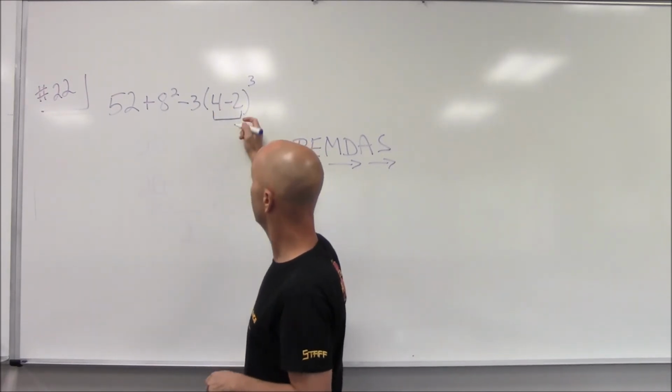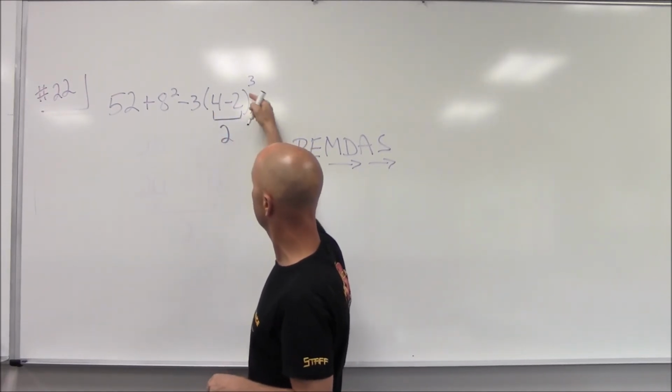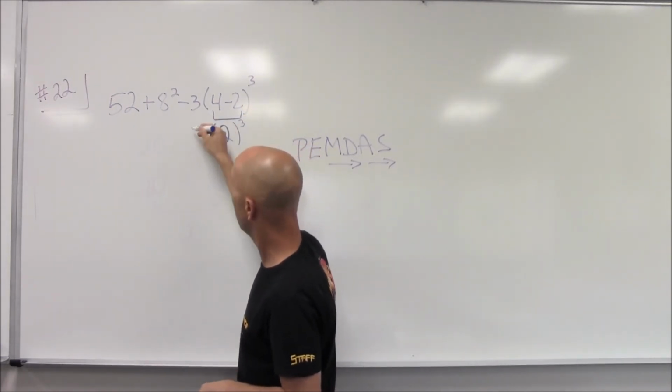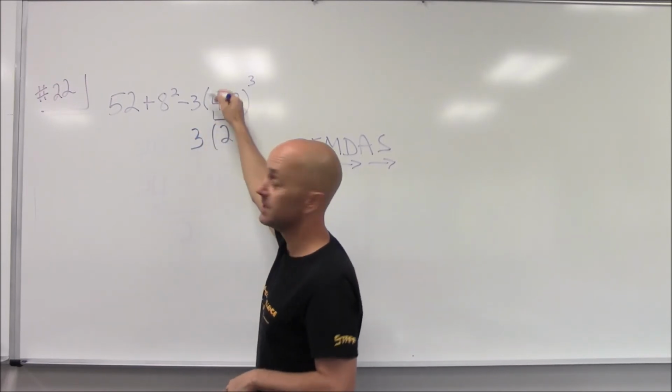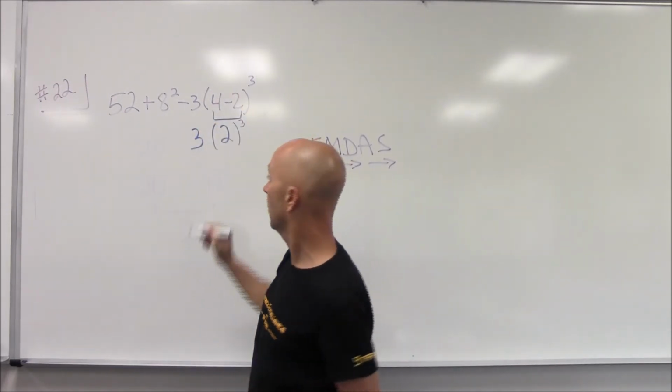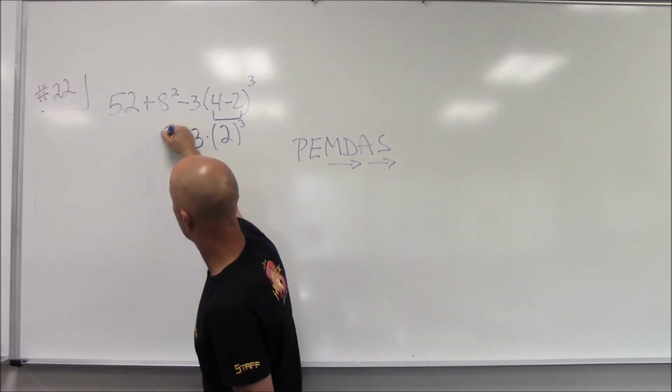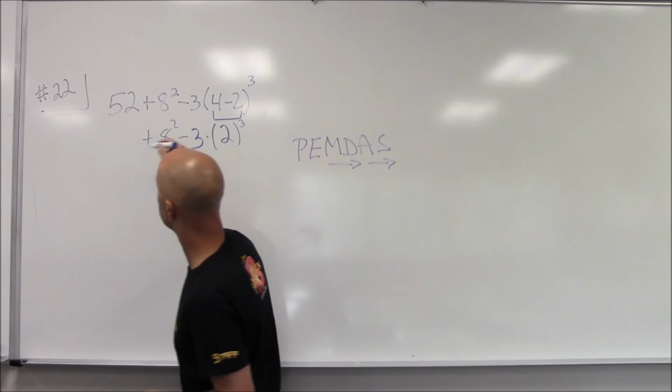And then 4 minus 2 is 2, and we keep the parentheses there because we're not really done with it until we do the exponents, so we'll include that little 3 there. We have a 3 out here, and when there's nothing between the 3 and the parentheses, we know that means times, so I'm going to include a little times sign right there. And I'll write the rest of the problem the way it looks.